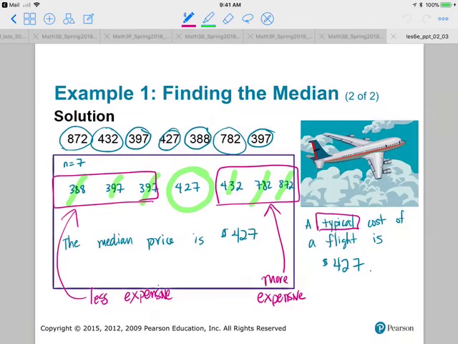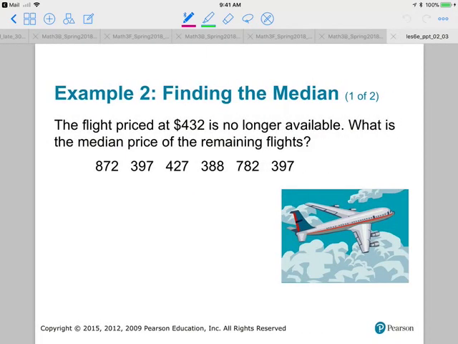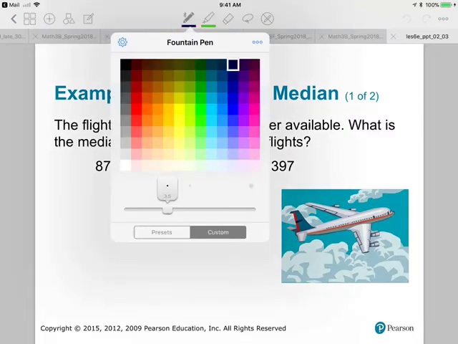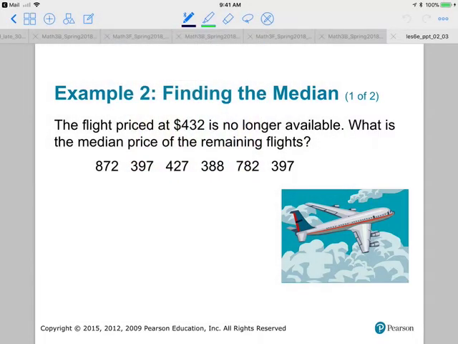Okay, let's do another example where we're practicing finding the median. Now for this one, it says that the flight priced at $432 is no longer available. Womp womp. We waited too late. $432 is not an option. Okay. What is the median price of the remaining flights?